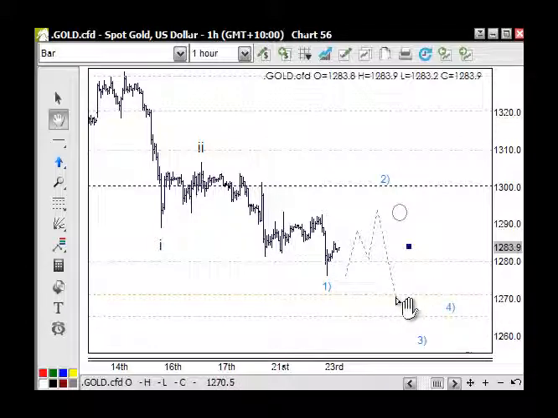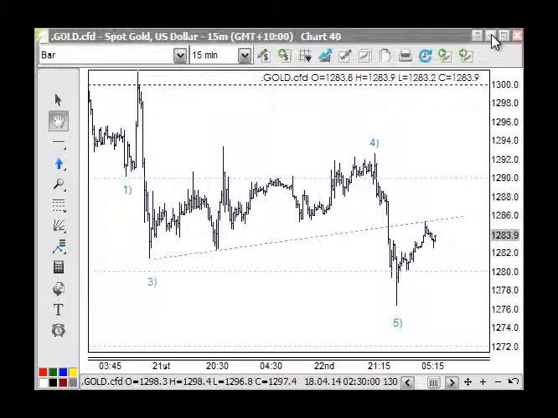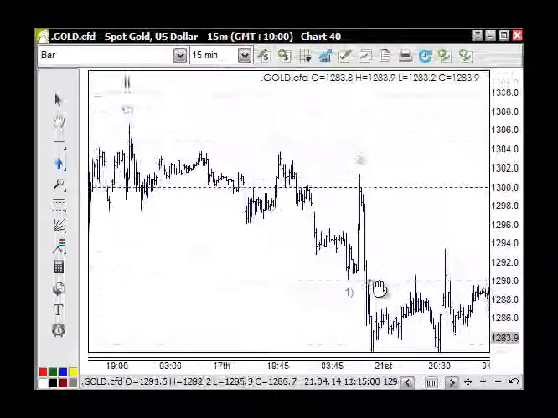If the 1272 became the retested resistance, then you're on your way down to the 1250, which is quite a strong support actually, and probably a good target area as well. So just looking at this little structure in here, I did pull it apart. I have pulled it apart here.